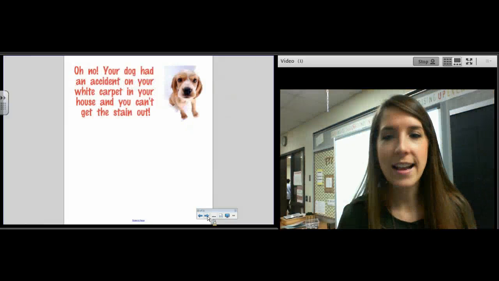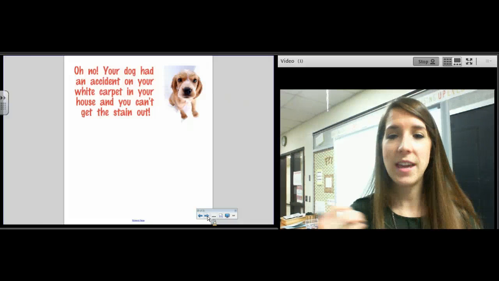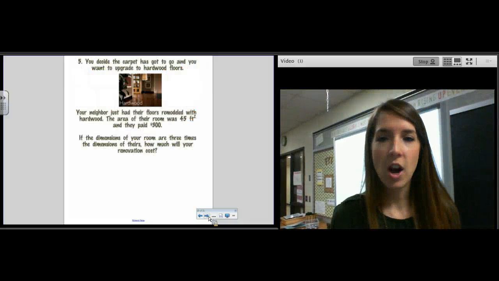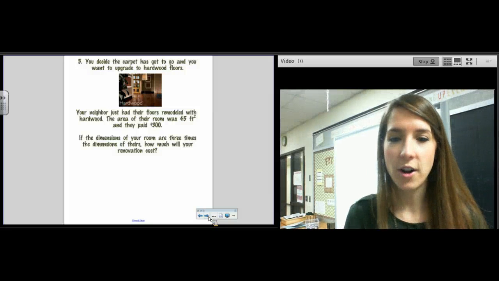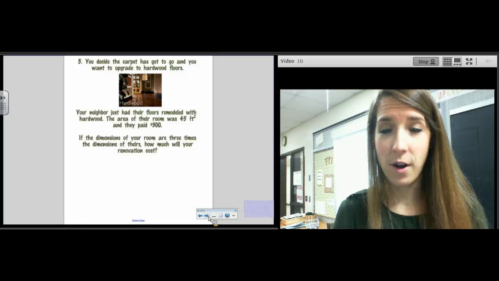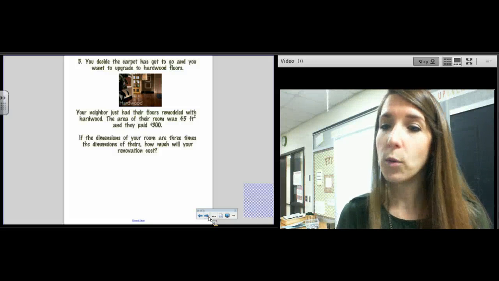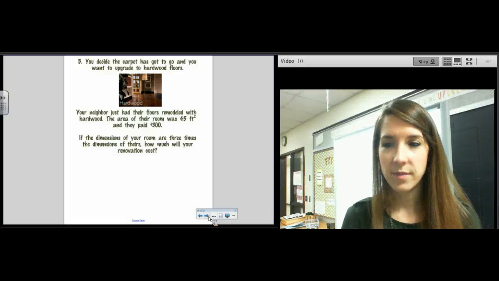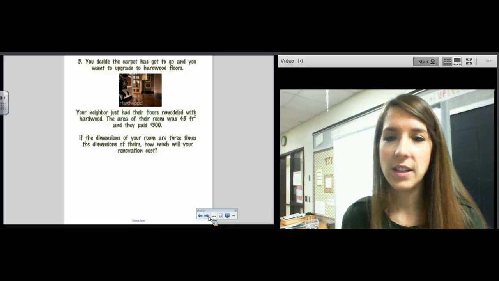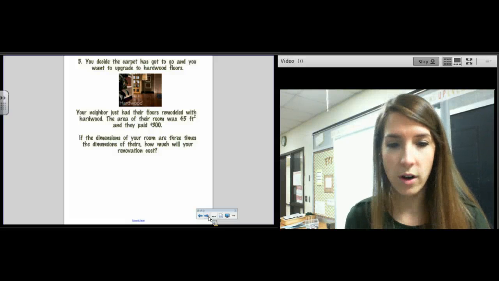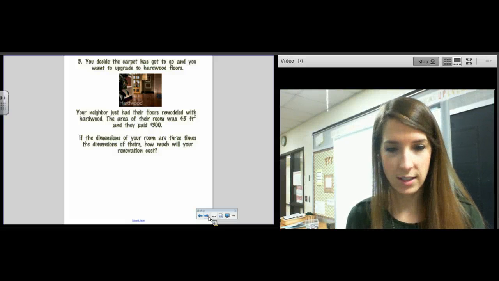Oh no! Your dog had an accident on your white carpet in your house and you can't get the stain out. You decide the carpet's got to go and you want to upgrade to hardwood floors. Your neighbor just had their floors remodeled with hardwood. The area of their room was 45 square feet and they paid $300. They got a deal. If the dimensions of your room are 3 times the dimensions of theirs, how much will your renovation cost?